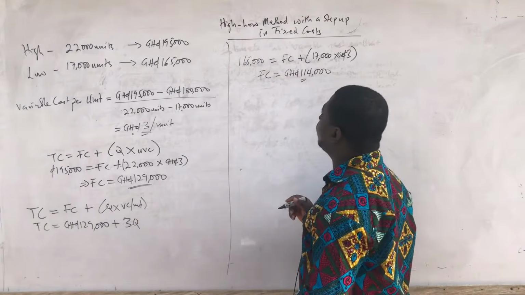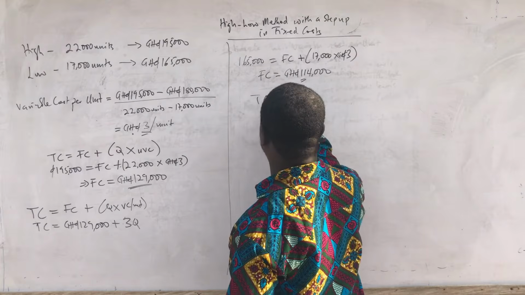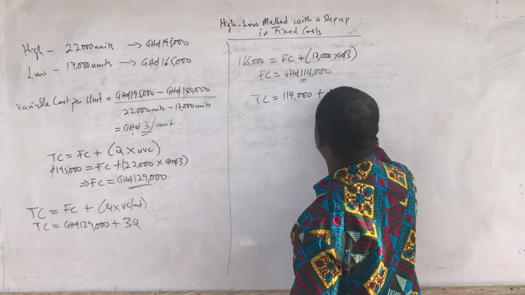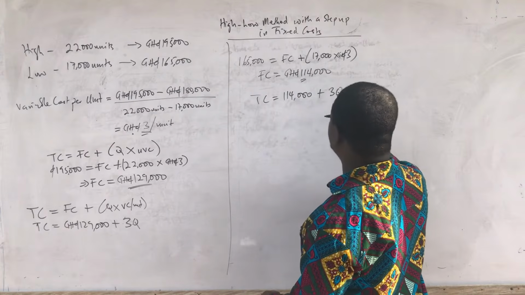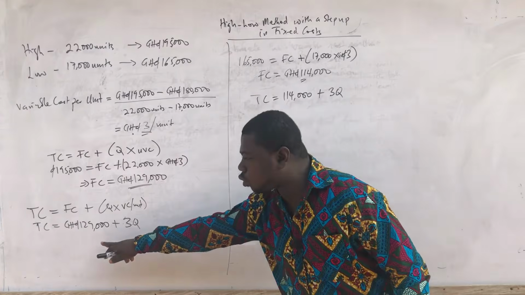When we come to the lowest activity level, the total cost function will be total cost equal to a fixed cost of 114,000 plus 3Q. And so the only difference between these two equations is the fixed cost component.